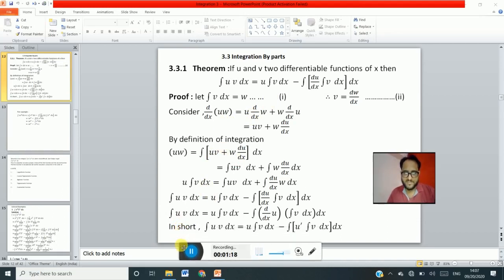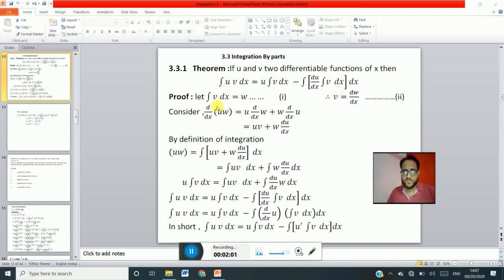This is the statement of the theorem: if u and v are differentiable functions of x, then integration u into v dx equals u integration of v dx minus integration of derivative of u into integration of v dx, right? If we consider u as the first function and v as the second, then we remember it like this: first function into integration of second, minus integration of derivative of first into integration of second. In this way we remember this theorem and can solve examples depending on it.